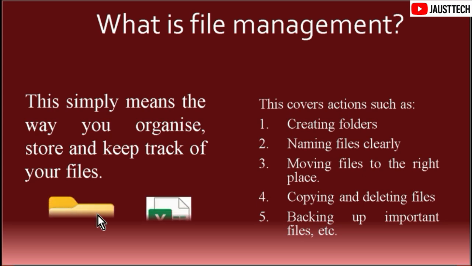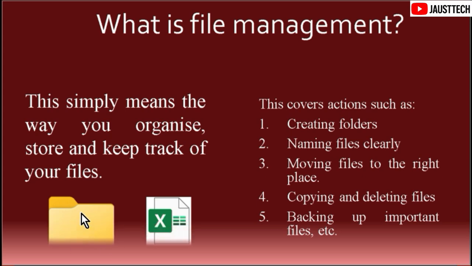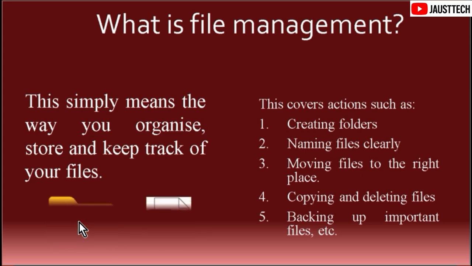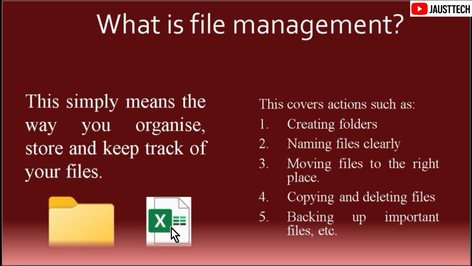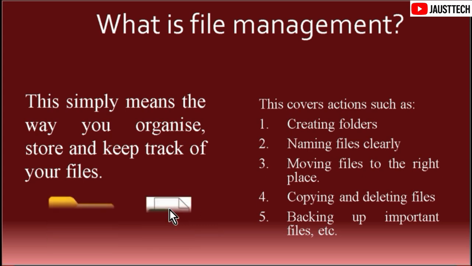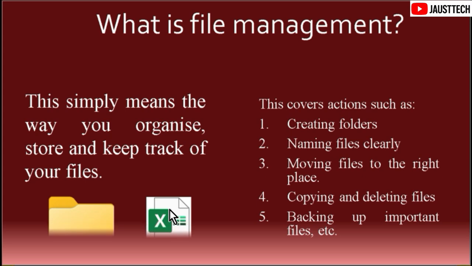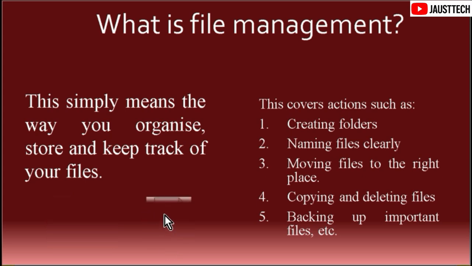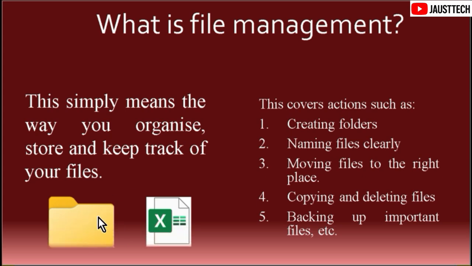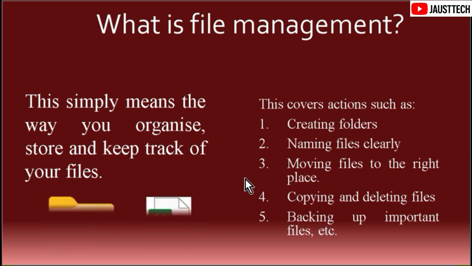On your screen, you can see these two icons. This yellow icon represents a folder, a container in which you can save your files and other important documents, while this is a typical icon representing Microsoft Office Excel. So this is a file and this is a folder. You can keep this file in this folder, but you can't keep a folder in a file. So take note of that.